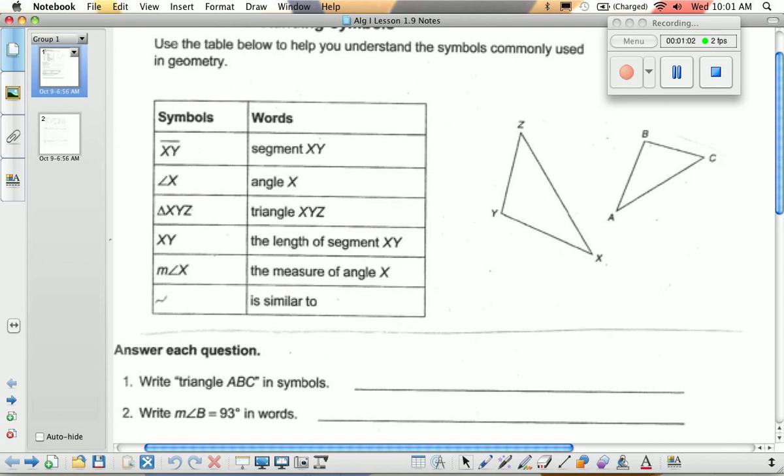When there's a line above the XY, when we look at that, we should read that how? Todd? Line segment XY. When they don't have that bar above the XY, how should we read it then? What should we be getting from it then? What is it asking for then? Courtney? The length of the segment. It wants you to give the length of the segment that is XY.